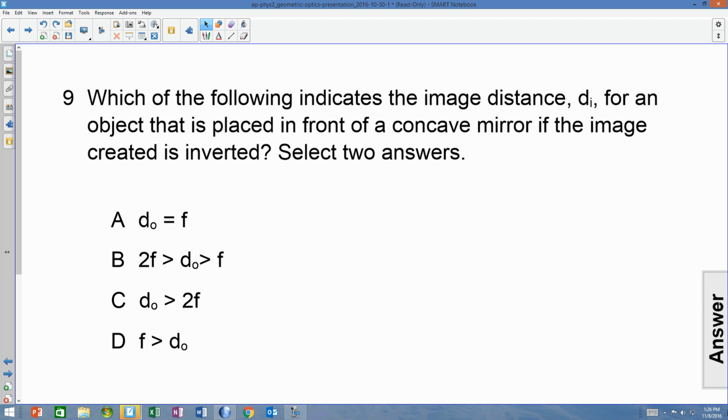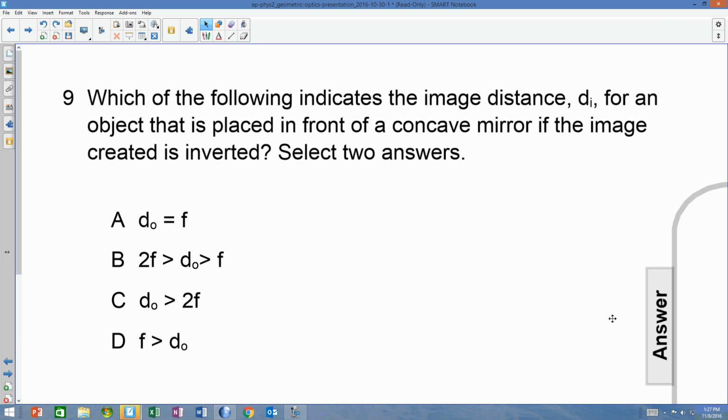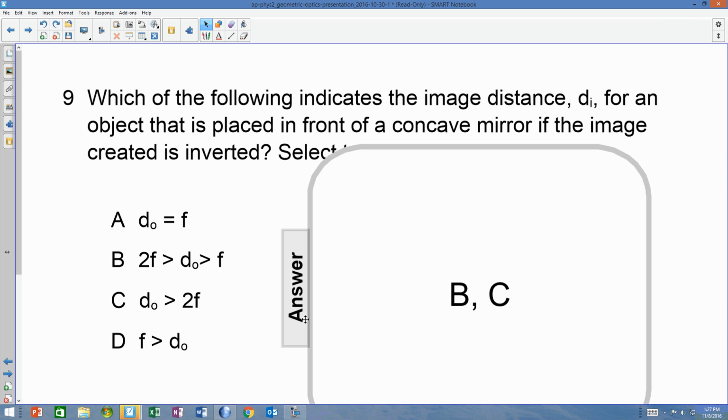Which of the following indicates the image distance di for an object that is placed in front of a concave mirror if the image created is inverted? There are 2 answers. Okay, so let's take a look and see if you have the right answers. If you need more time, please pause the video. Okay, the correct answers are B and C.